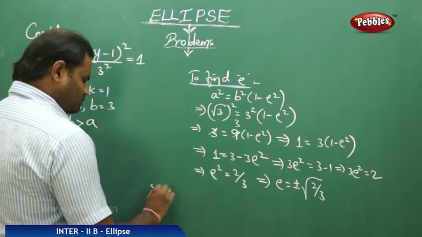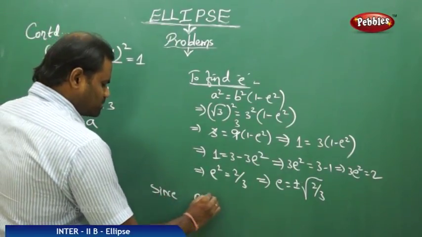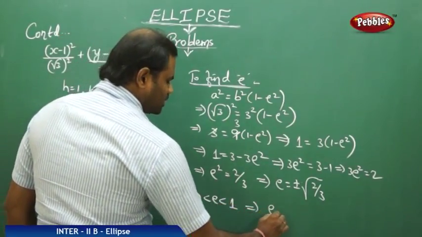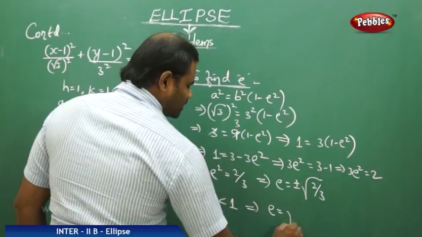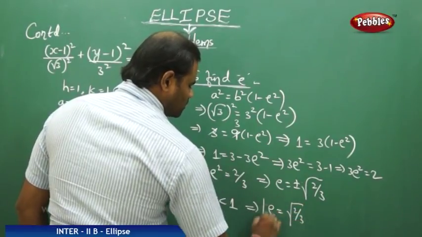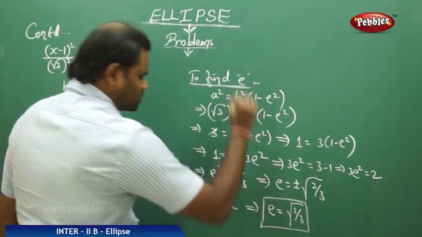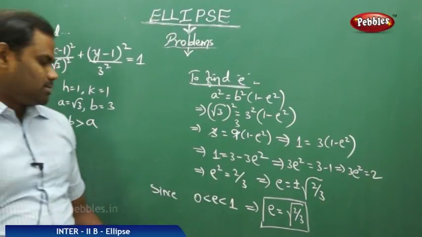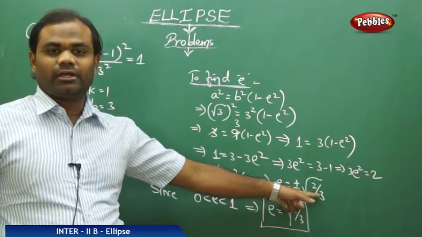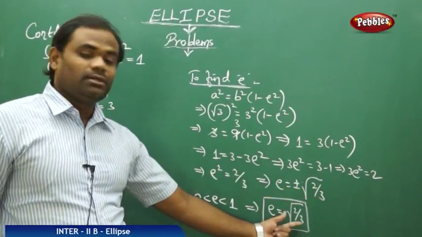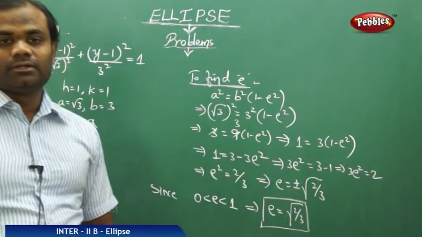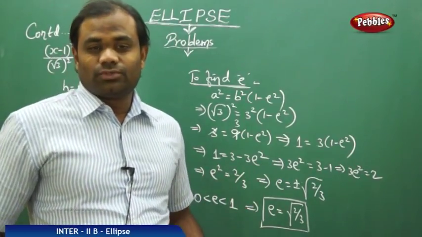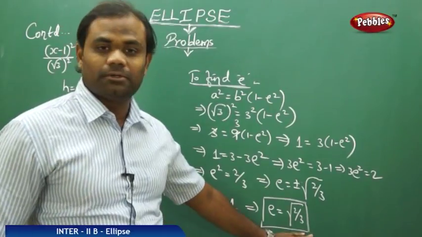Now, since e lies between 0 and 1, e cannot be negative. So I take the positive root of 2 by 3. So the value of eccentricity is root 2 over 3. Since e lies between 0 and 1, it cannot be negative, so I take the positive value e equals root 2 over 3. So the eccentricity of the given ellipse is root of 2 over 3.